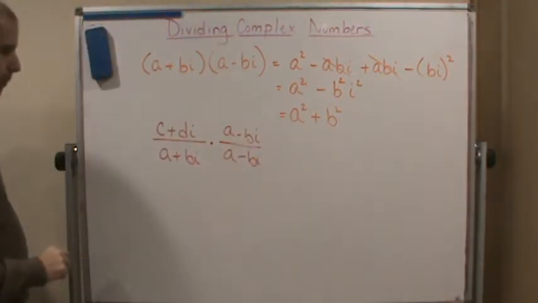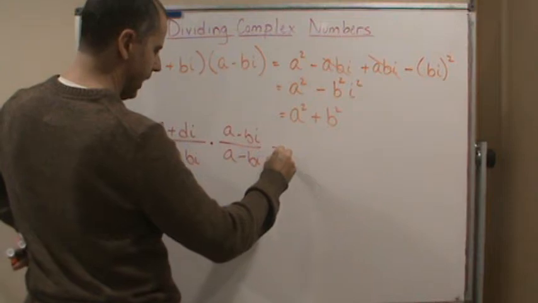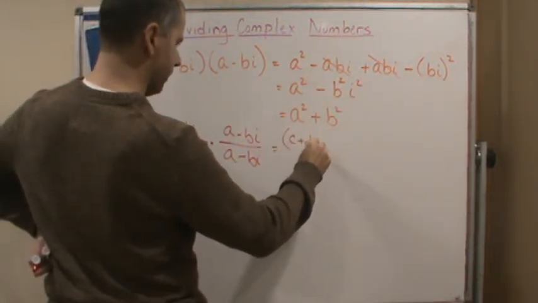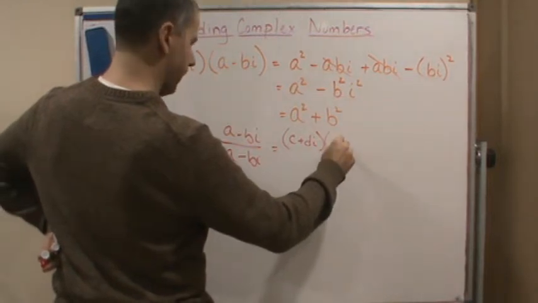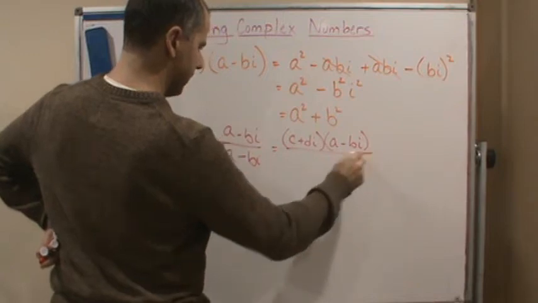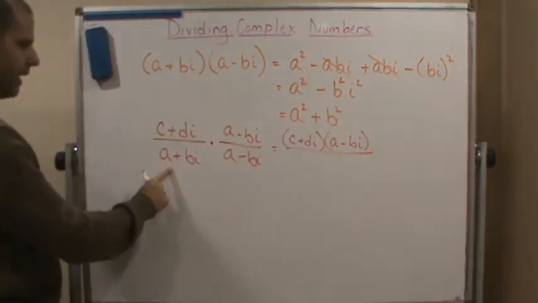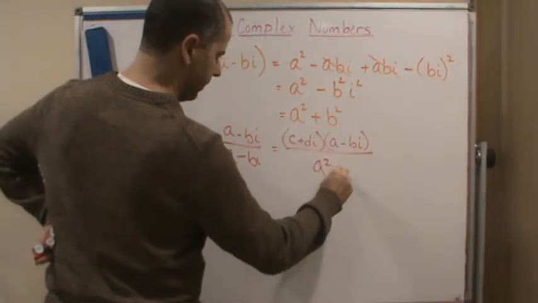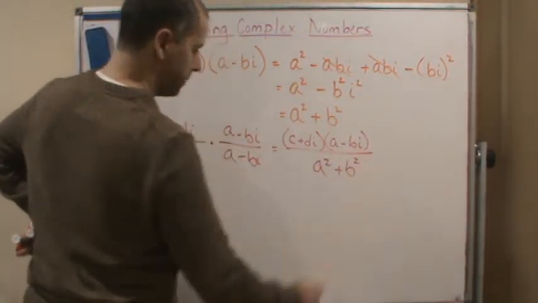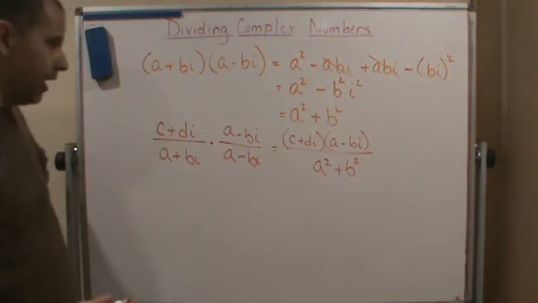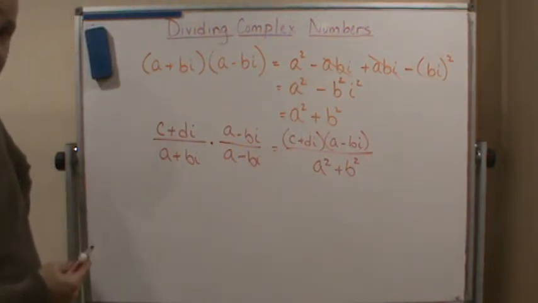Now, what happens? I get that on top, and now, look, what do I get on the bottom? I get this, which just gives me this. So I'm going to get a squared plus b squared on the bottom. So now I just have to FOIL the top and simplify everything.